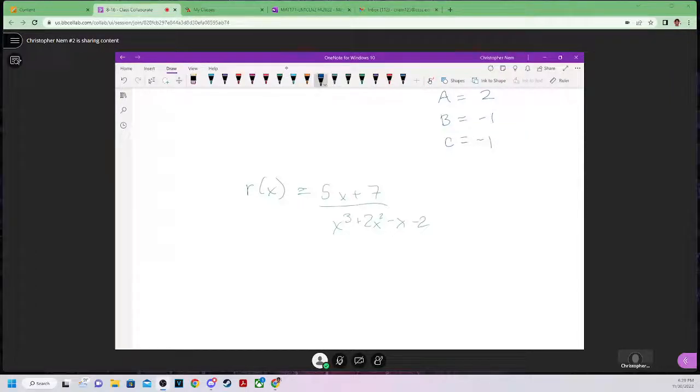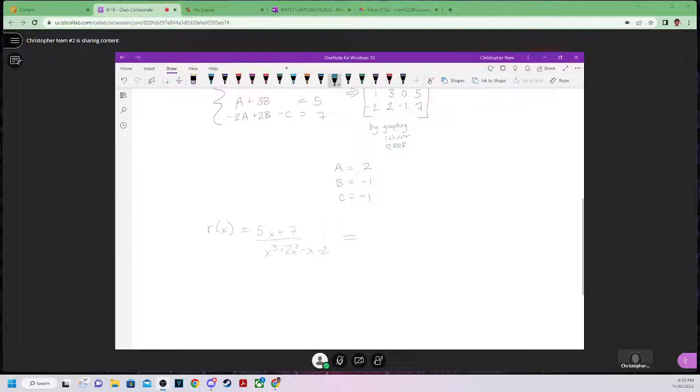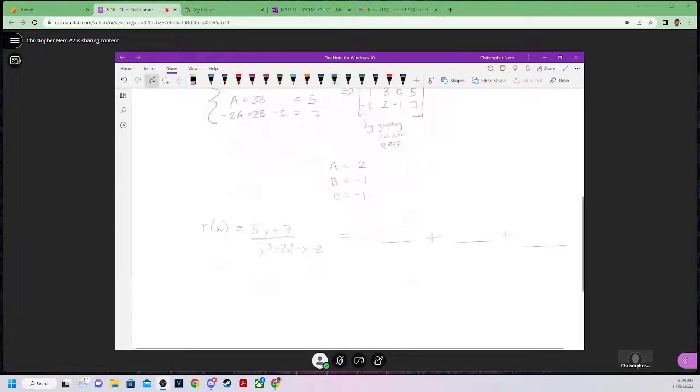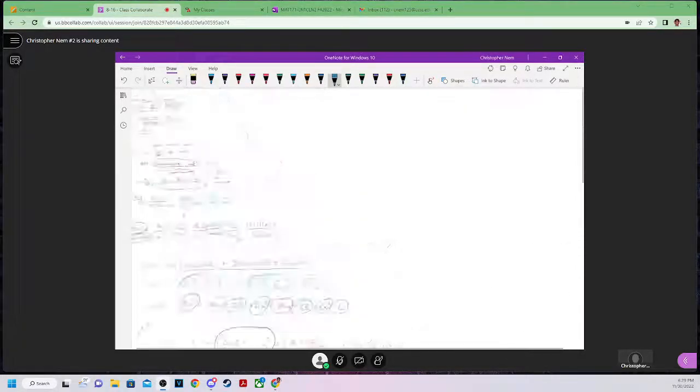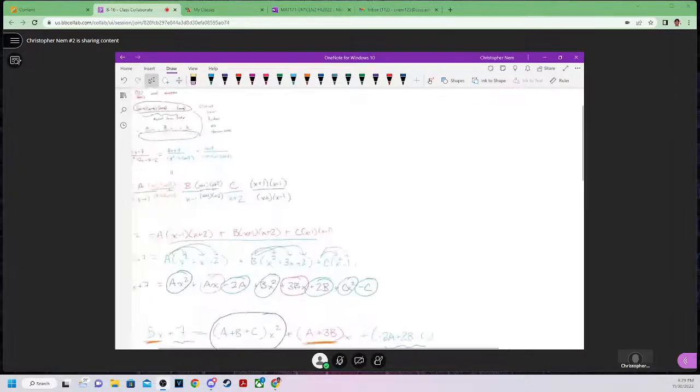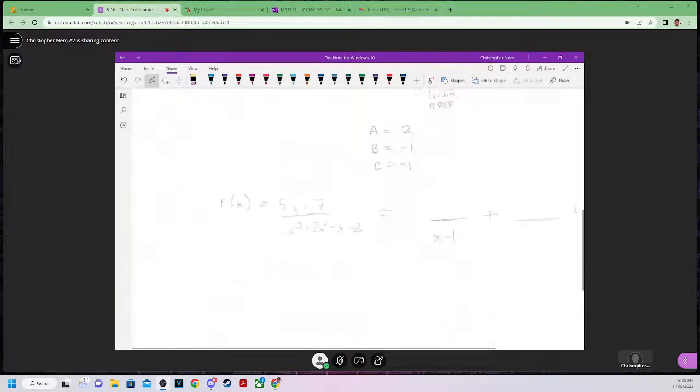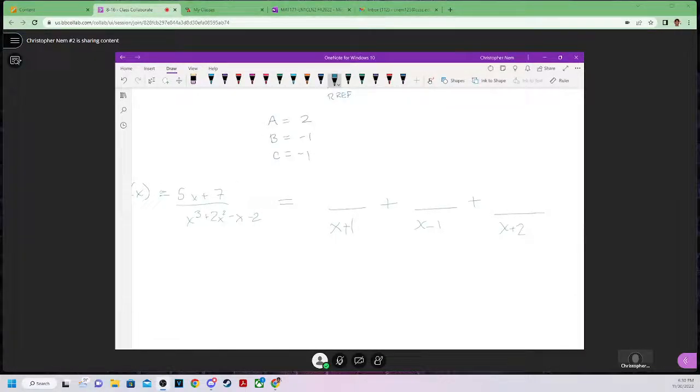If we have this, the partial fraction decomposition, remember, we have 3 factors. So I'm going to have 3 fractions. Now, what was our denominator? Was it x minus 1? Let me see. No, x plus 1, x minus 1, and x plus 2. Now, I need to figure out the numerators. Well, we're going to use this information. These are our numerators, but you need to know which one goes with which.